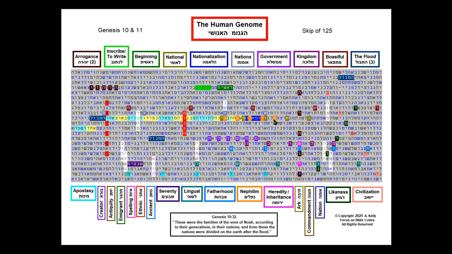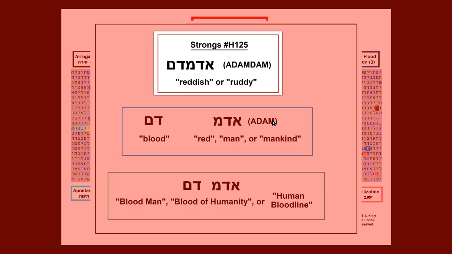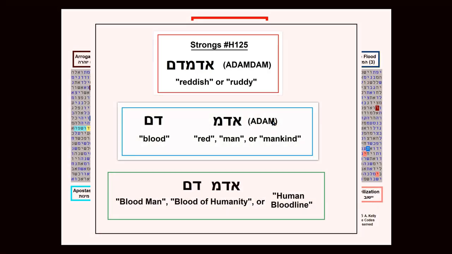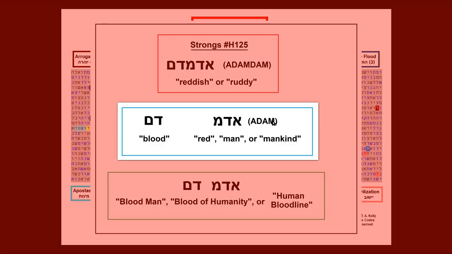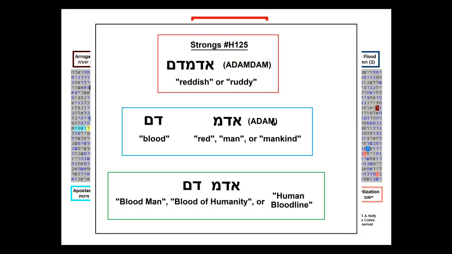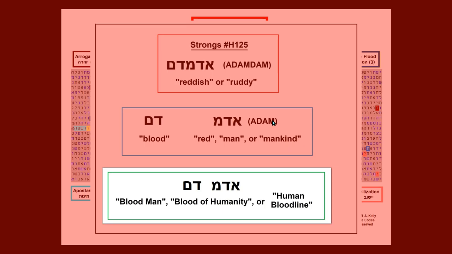I looked up in the Strong's Concordance what the word was for number 125 in Hebrew. It is the word Adam Dam, which means reddish. It is made up of 2 separate words, Adam, which means red, man, or mankind, and Dam, which means blood. These 2 words together can be literally blood man. It speaks of the blood of humanity, or the human bloodline.